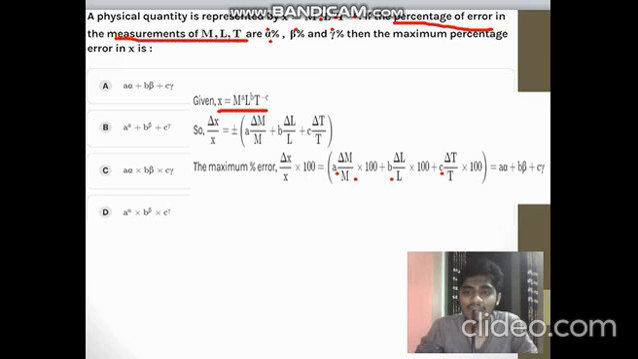So a alpha plus b, instead of this you can write beta, plus c, instead of that you can write gamma. So the final answer will be a alpha plus b beta plus c gamma. So this is the right answer.